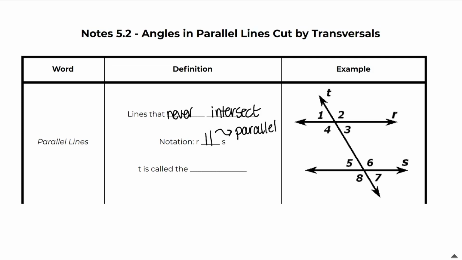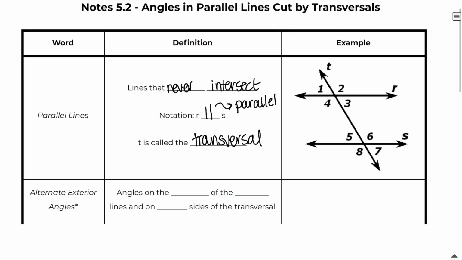Okay, and then this line T right here is a line that cuts through the parallel lines. It's called a transversal. And when I draw in this line, it creates all these different angles with my parallel lines. So the first thing we need to do is discuss some definitions. I'm just going to warn you in advance, this video is very definition heavy. So just bear with me as we go through these definitions.